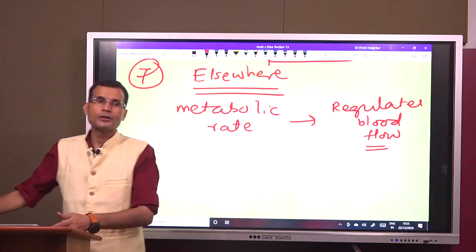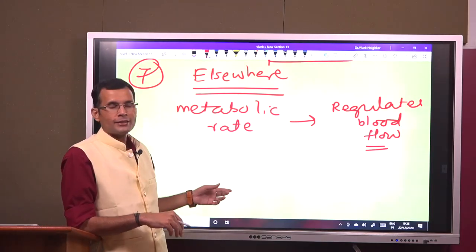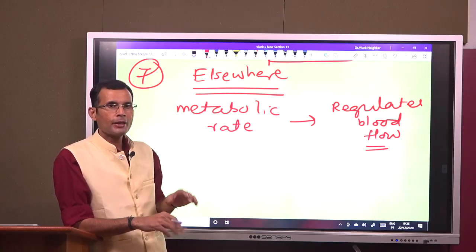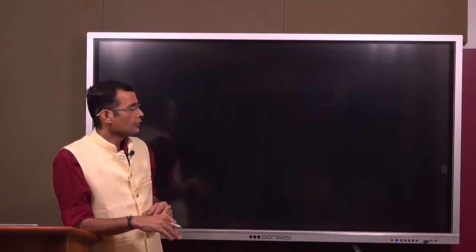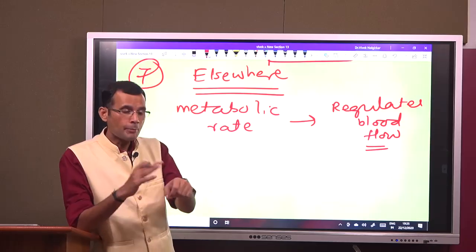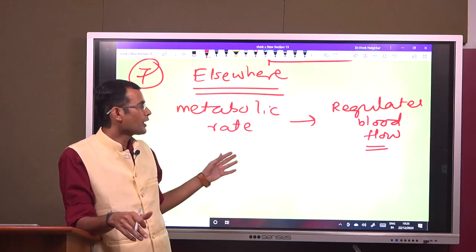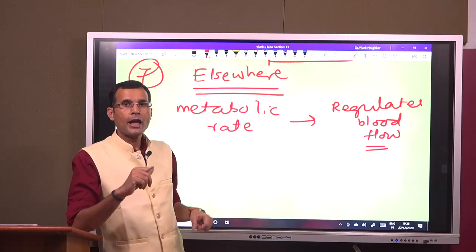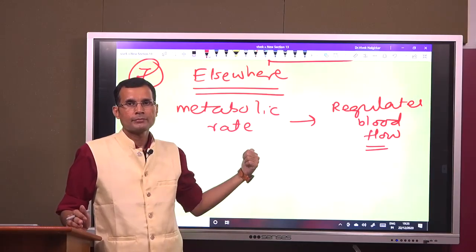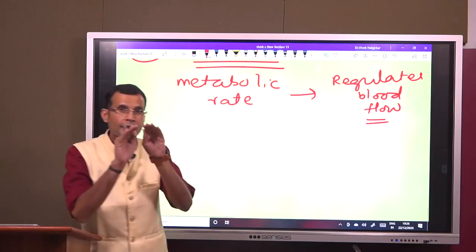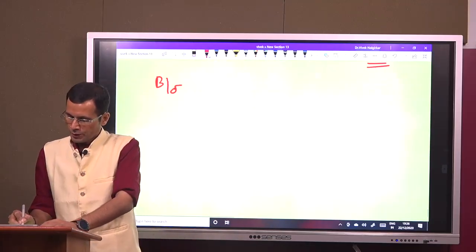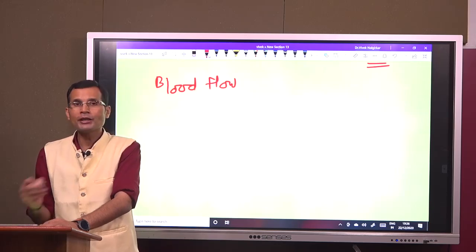There are only two exceptions to this, only two exceptions. One is the skin, cutaneous circulation. Cutaneous circulation is not regulated by the metabolic rate of the skin. It is regulated by the temperature. The primary regulator of cutaneous blood flow is the ambient temperature. And the second exception is the kidney. In the kidney, it is exactly opposite. In the kidney, blood flow regulates the metabolic rate.